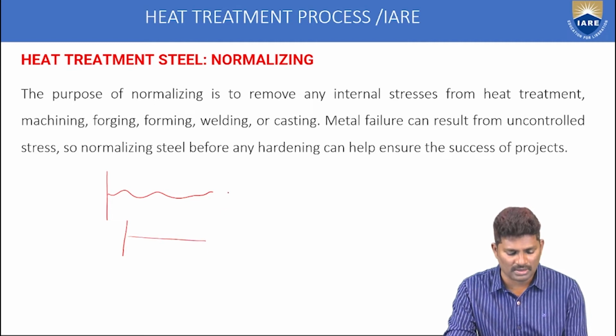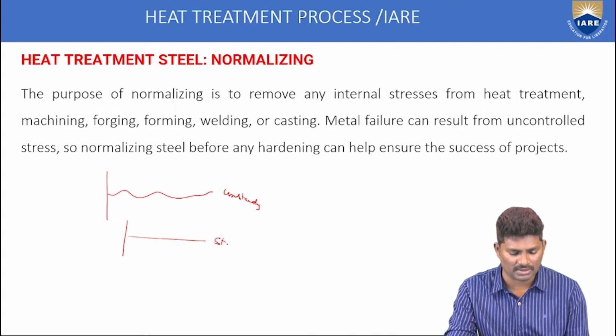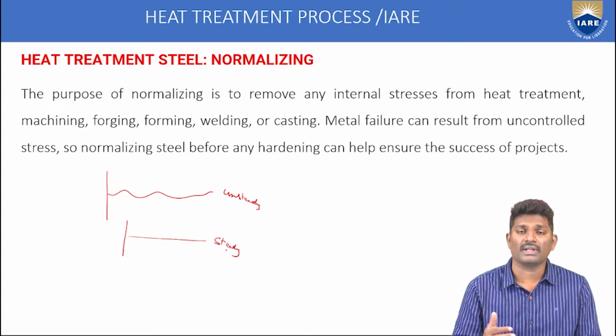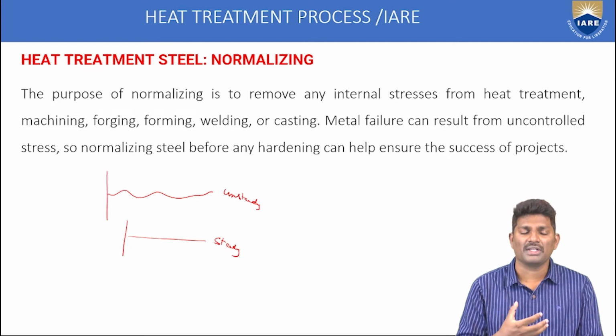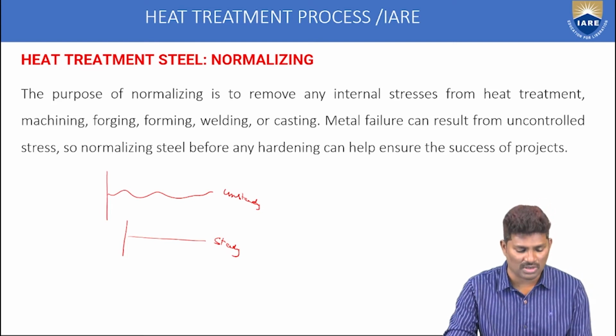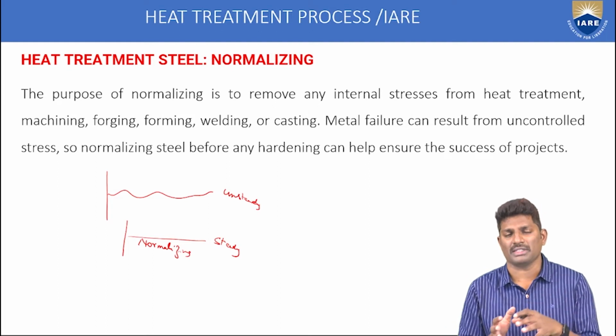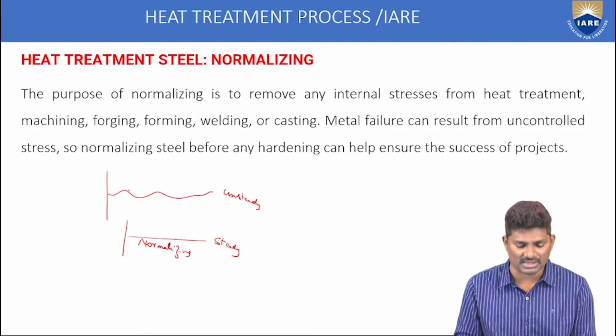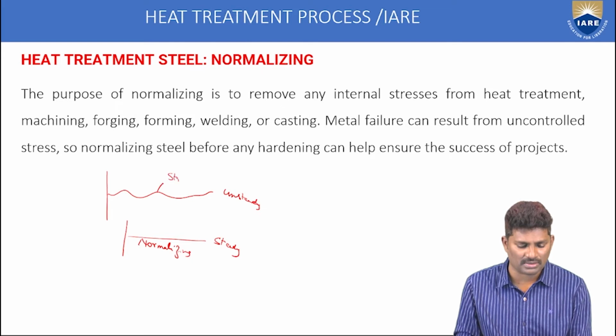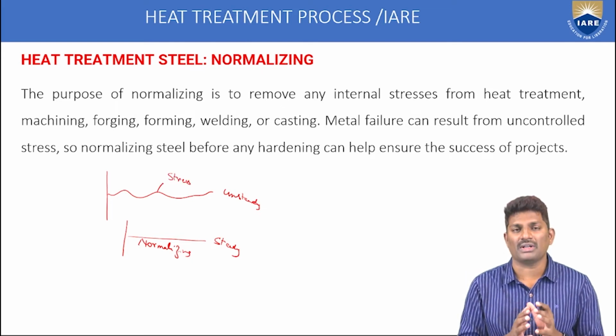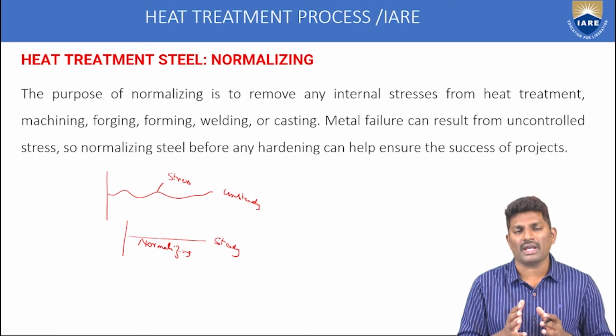This is unsteady, this is steady state. How do we convert from unsteady to steady? By doing the normalizing. So we are trying to get into normalizing. Because of these stresses, the material is not in a steady state condition. So we are trying to get to a steady state, in the form of normalizing, by this heat treatment process.